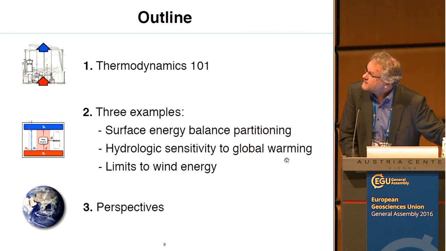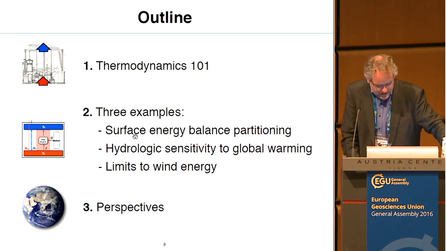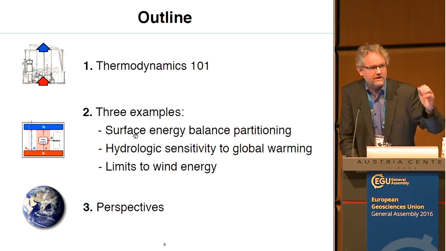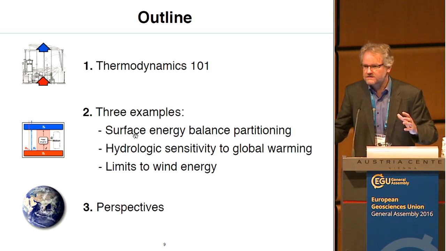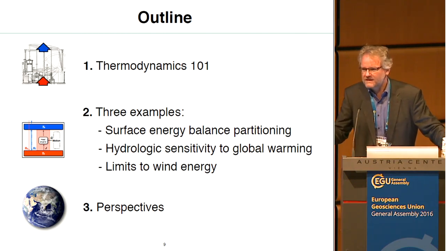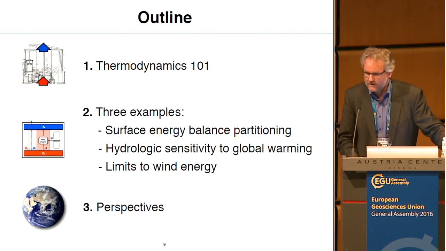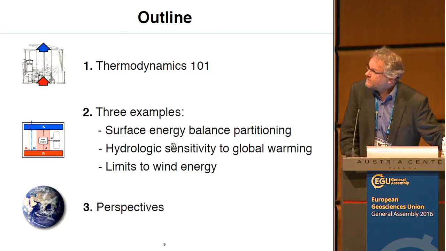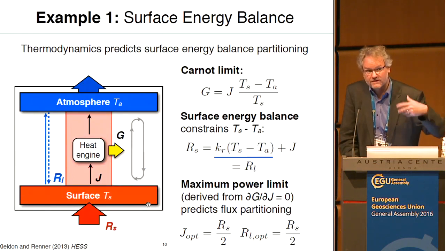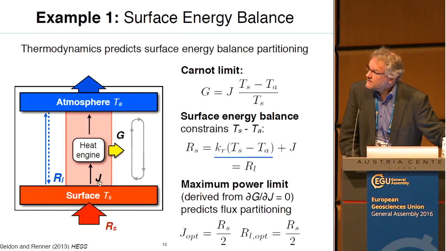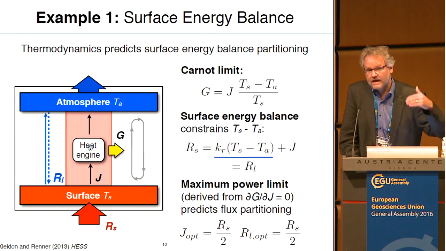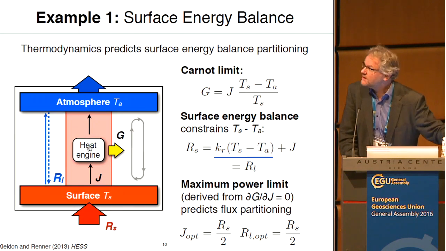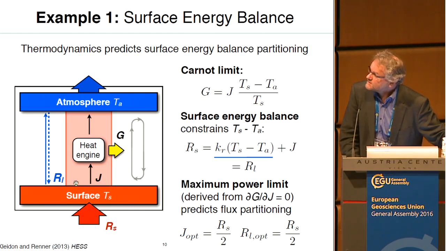This is what I want to show in the next slides as an example. So I'm getting into the second part now, where I highlight three examples. The first one is on surface energy balance partitioning. I assume the surface energy balance, and the difficulty is the turbulent heat fluxes. We usually use semi-empirical parameterizations for the turbulent heat fluxes, and how do we get a handle on these? Now, one way to think about these turbulent heat fluxes, and I lump together the sensible and latent heat fluxes, is that they are a heat flux, and they drive a heat engine in the atmosphere that drives convective motion.